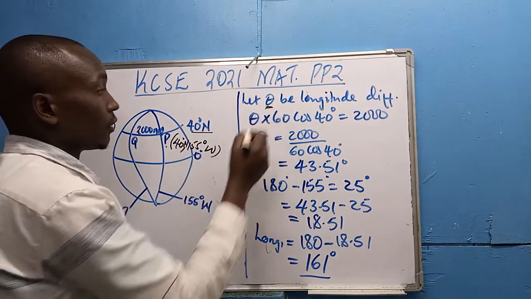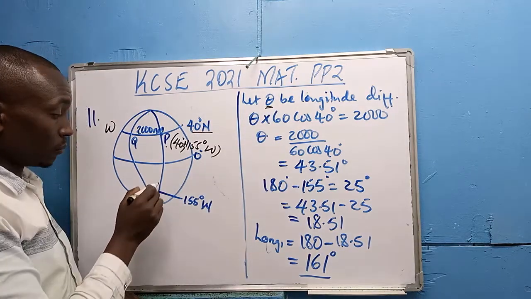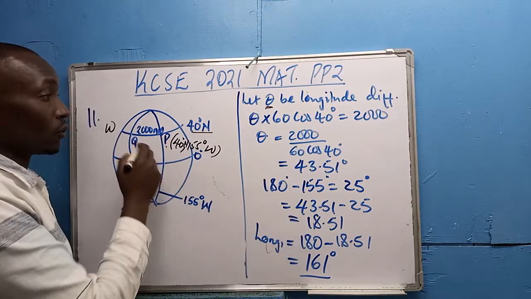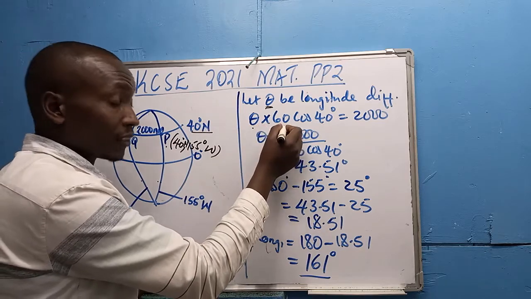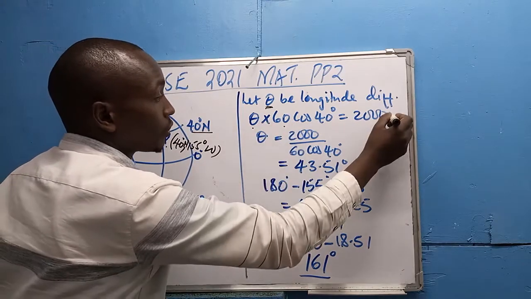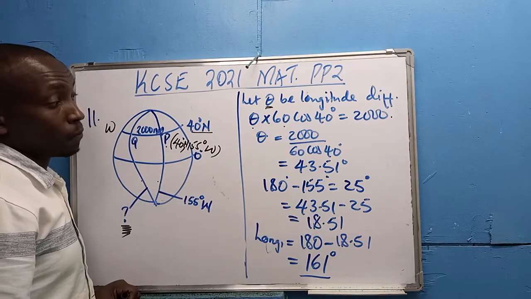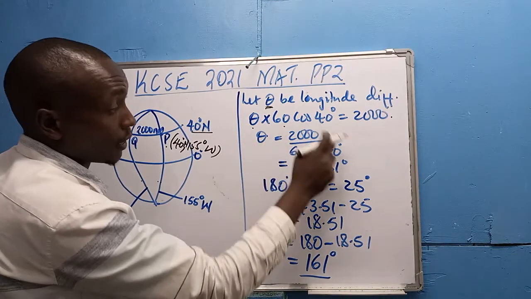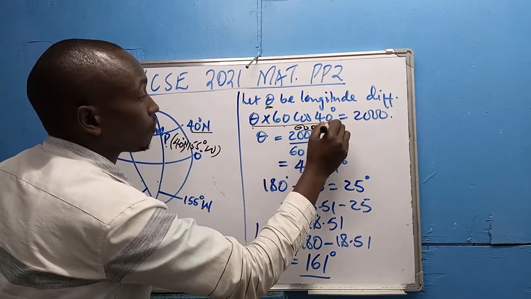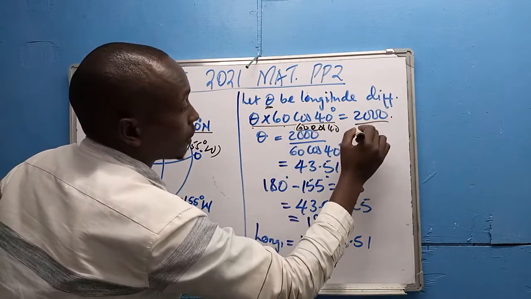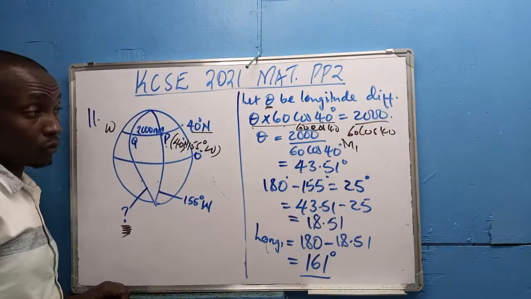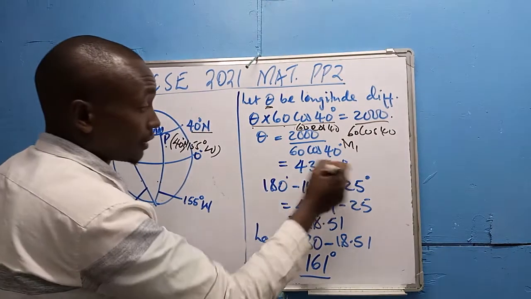We assume that theta is the longitude difference, the difference between these two longitudes. Now, if we want to find the distance between PQ, it is theta multiplied by 60 cos latitude. And that's all I've done here to equate it to 2000. If the student was able to express theta like I've just done, by dividing this side by 60 cos 40 and this side by 60 cos 40, that is 1 mark. Good. With that, we get the theta there.